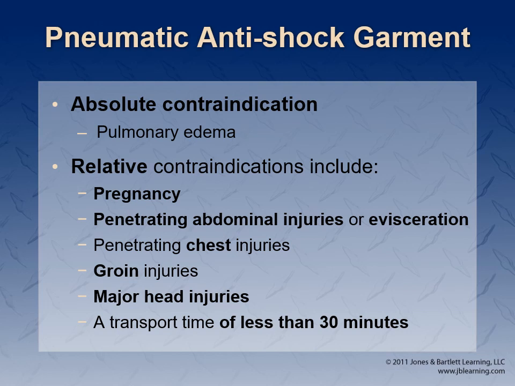Relative contraindications was pregnancy. You wouldn't inflate the abdomen. Penetrating abdominal injury and evisceration, they're probably bleeding out there, so it makes sense. You don't want their pressure to be great. Groin injuries, they'll be in the way. So if it's just the groin injury, you might not want them because they're in the way. Major head injuries, you shouldn't be thinking, hey, if this guy's got a head injury, get me the MAST pants. And the last one, the weirdest one, is a transport time of less than 30 minutes.